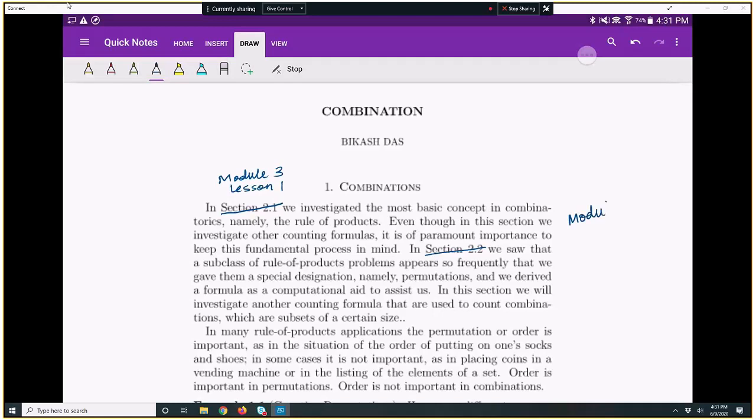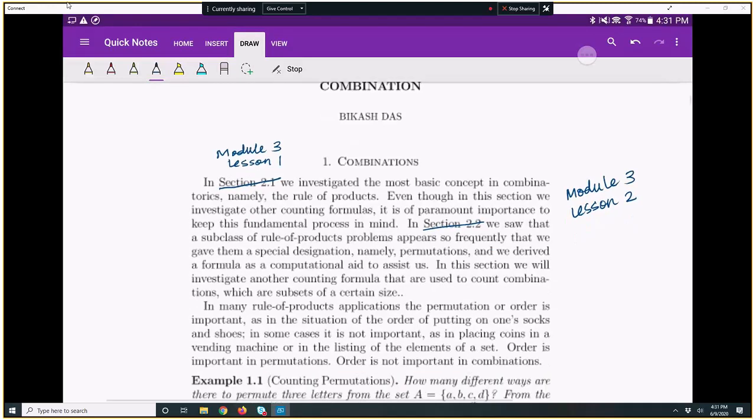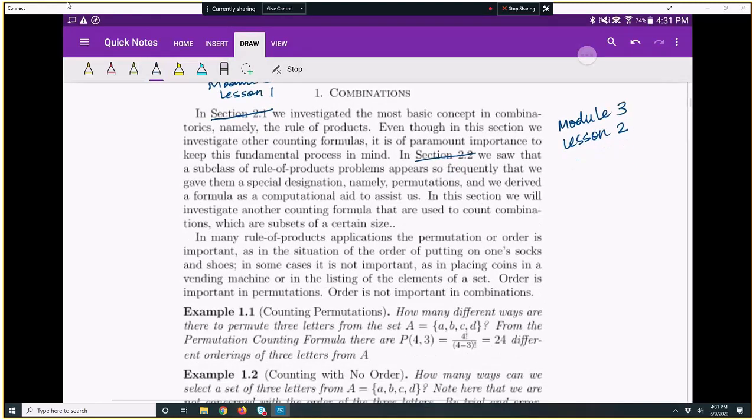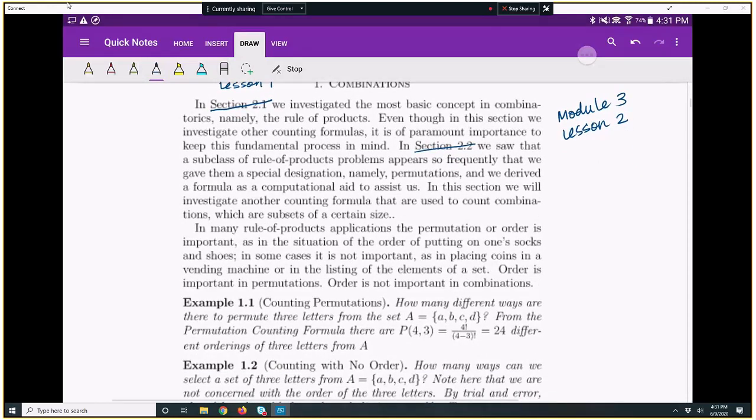We saw that there's a special type of rule of products problem that occurs very often, and so we've given it its own name, and we call it a permutation. And we derived the formula for permutations. So in this section, we're going to derive a formula called combination, which is used to count subsets of a certain size.